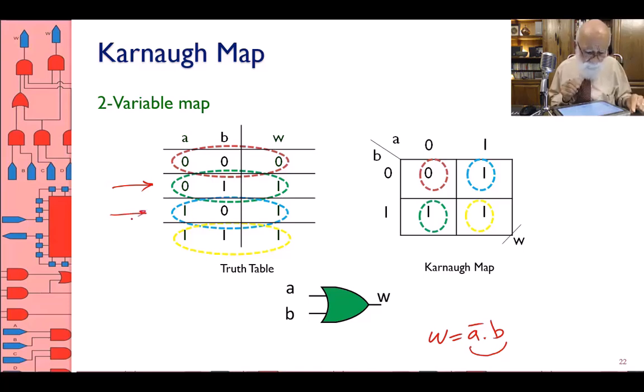My output is 1 when A is 1 and B is 0. Okay? So my output is 1 if A bar B, or if A B bar, right? Because when you read the table, you say my output is 1 if A is 0, B is 1, or if A is 1, B is 0, or if A is 1, B is 1, right? This is how you read it.